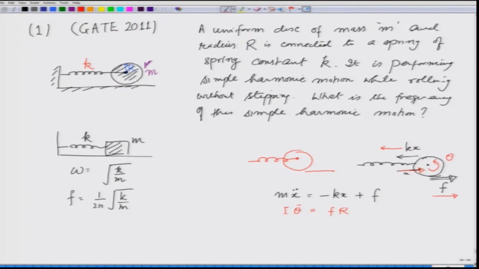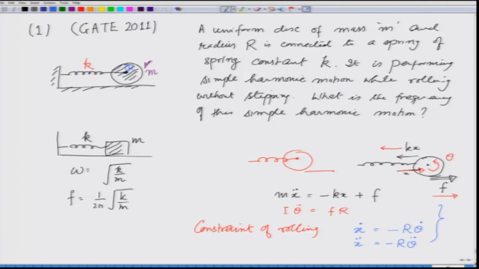And when the disk is rotating counterclockwise, x dot, that is the velocity, if it is to roll, is going to be negative. So, the constraint of rolling gives me x dot is equal to minus r theta dot, or x double dot is equal to minus r theta double dot. So, I have these three equations now, and I can solve, eliminate for a frictional force f and theta and get the equation for x double dot, and that will give me the oscillation frequency.